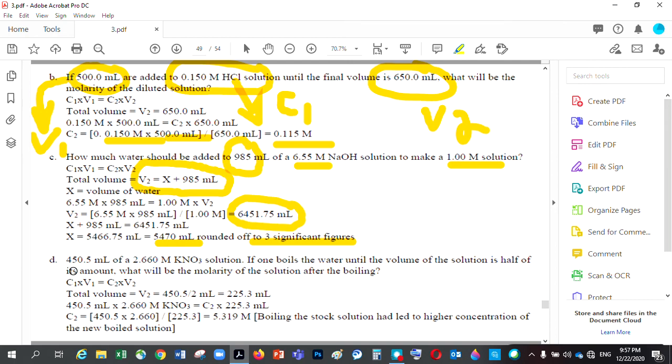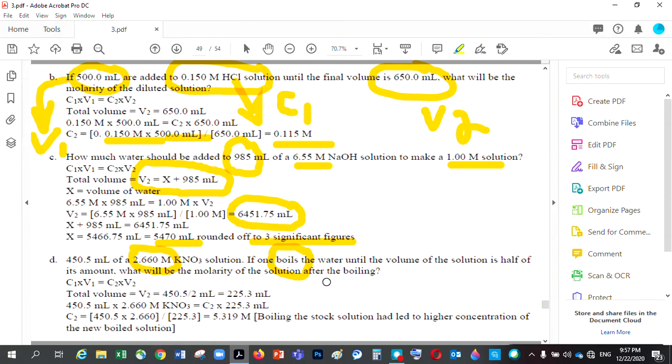D, we have 450.5 mL of 2.66 molar potassium nitrate solution. If one boils, now the keyword is boils, if you boil a solution, do you make it diluted or concentrated? You make it concentrated because you get rid of some of the solvent, correct? So we are expecting our value to be larger than the 2.66 we started with. So let's boil it until the volume of the solution is half of what we started with.